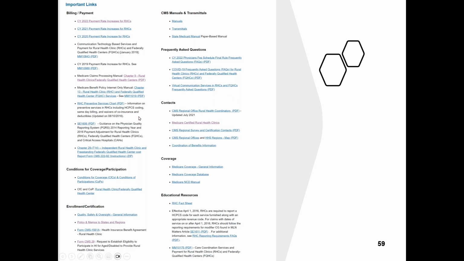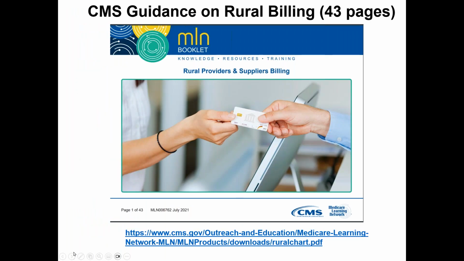Trying to see some of the other things here. Conditions for coverage, conditions for participation, or for rural health clinics, conditions for certification is the specific terminology. For that, that's a link to Appendix G. So an excellent place to find billing information.